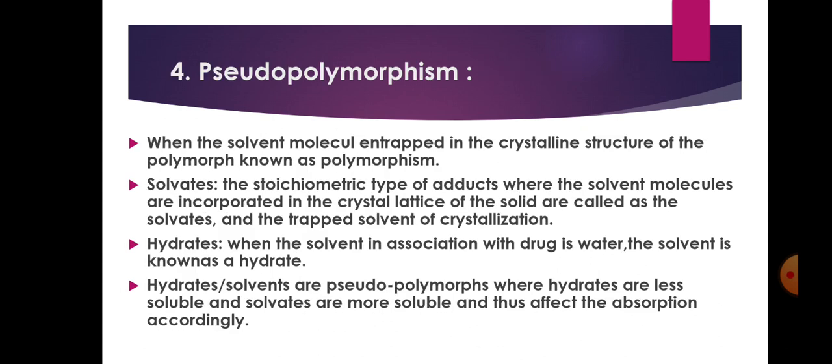Fourth point, pseudo-polymorphism. When solvent molecules are entrapped in the crystalline structure of the polymorph, it is known as pseudo-polymorphism. Solvates: the stoichiometric type of adduct where the solvent molecules are incorporated in the crystal lattice of the solid is called a solvate, and the trapped solvent is the solvent of crystallization. Hydrates: when the solvent in association with the drug is water, the solvate is known as a hydrate. Hydrates or solvates are pseudopolymorphs, where hydrates are less soluble and solvates are more soluble, and thus affect the absorption accordingly.